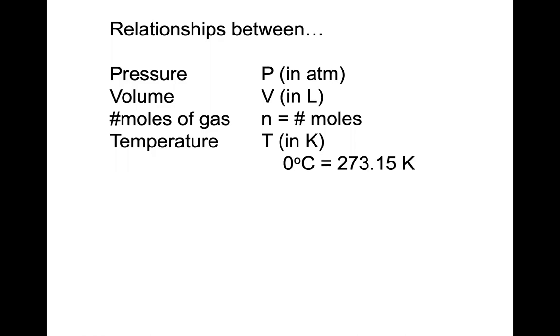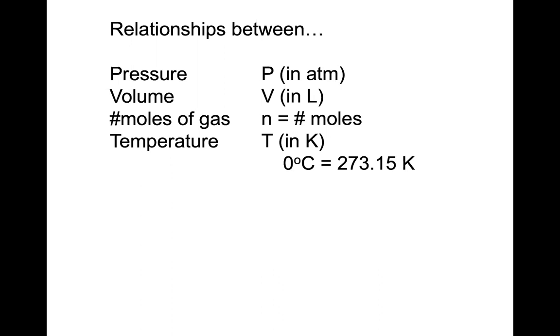I know this was introduced way at the start of the semester, but we really haven't done any temperature conversions. We need to now. We need to know that 0 degrees Celsius is 273.15 Kelvin. So I've just introduced two things that I want you to memorize. I want you to be able to do conversions between Celsius and Kelvin, and here's our conversion: 0 degrees Celsius is 273.15 Kelvin.